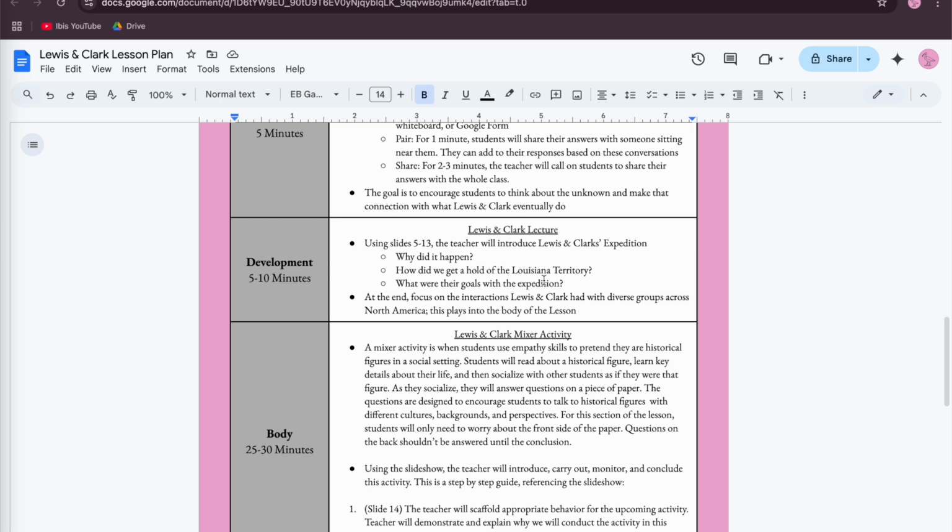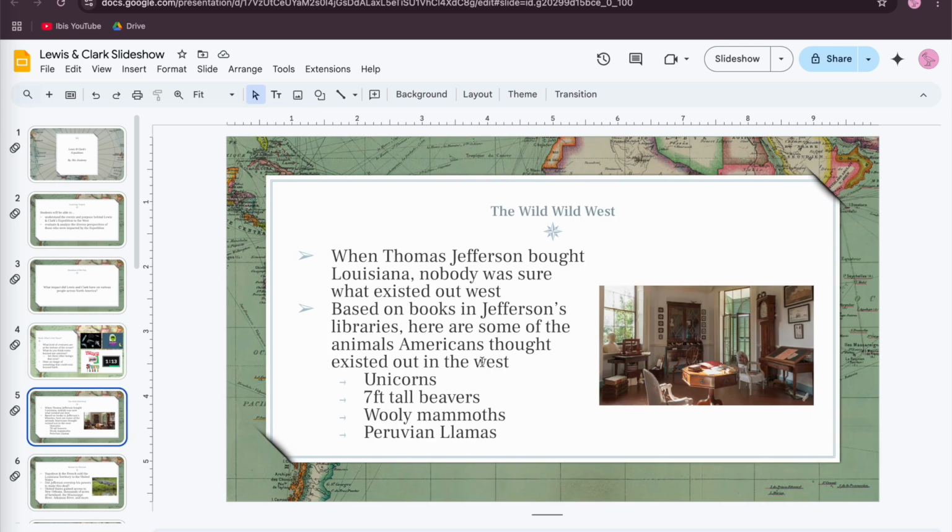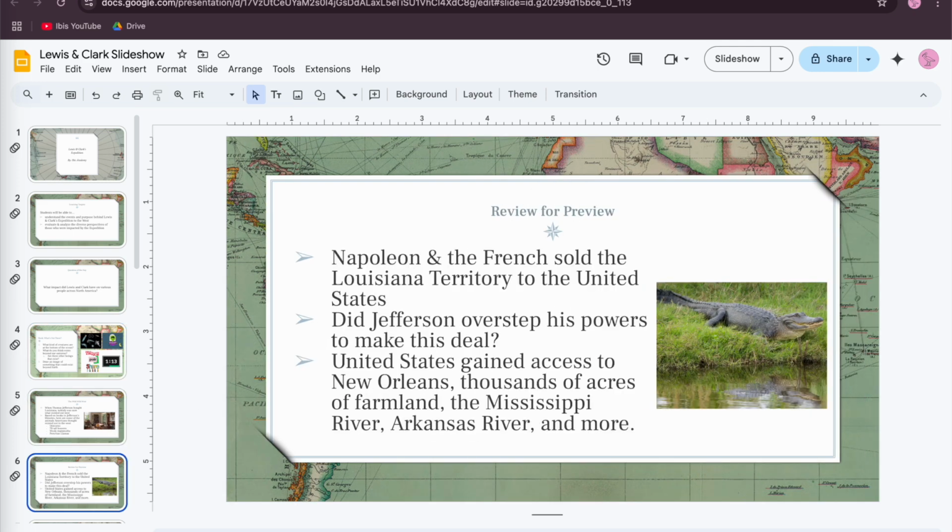If you've been building up to Lewis and Clark with Jefferson's presidency, you can make some of those connections as well, which is the 5th slide in this, and it talks about Thomas Jefferson buying Louisiana. Slide 6 also does a little bit of preview before we get into the lesson too deep, talking about Napoleon and the French selling Louisiana to the United States.